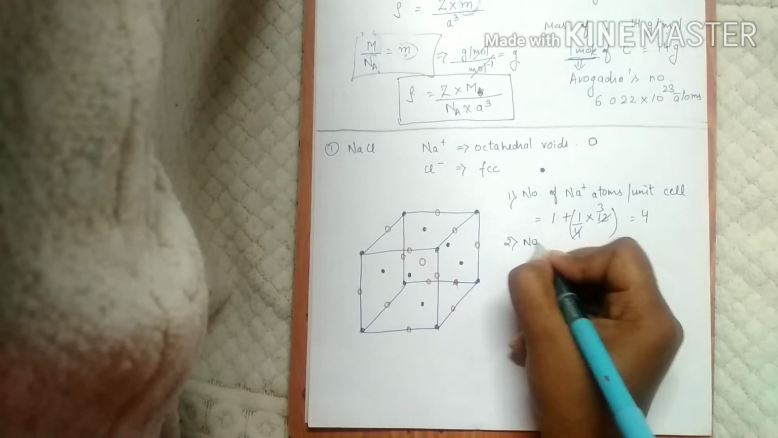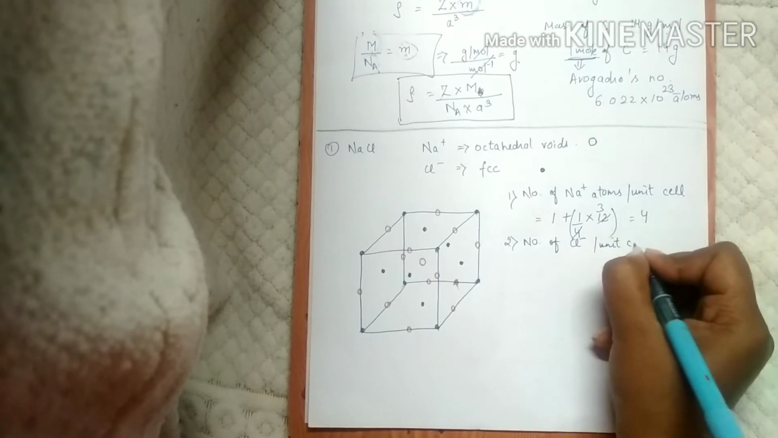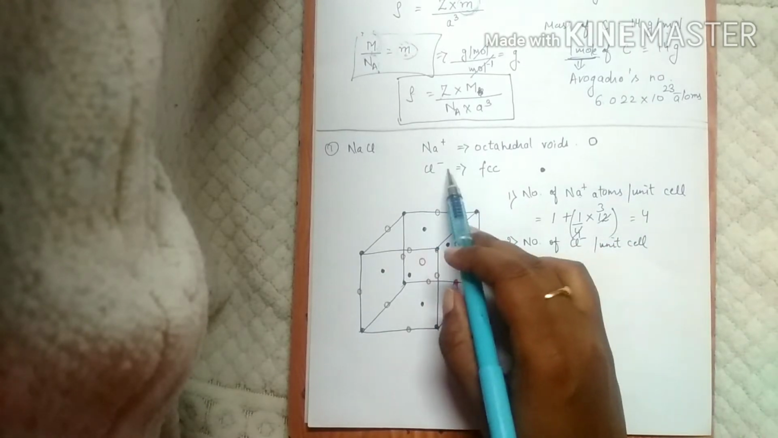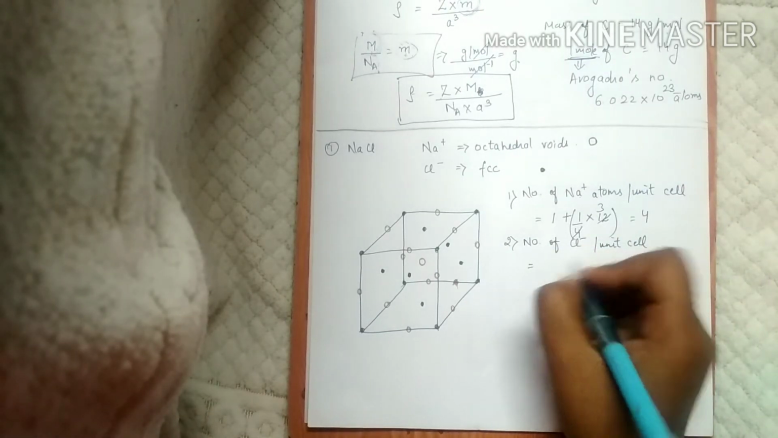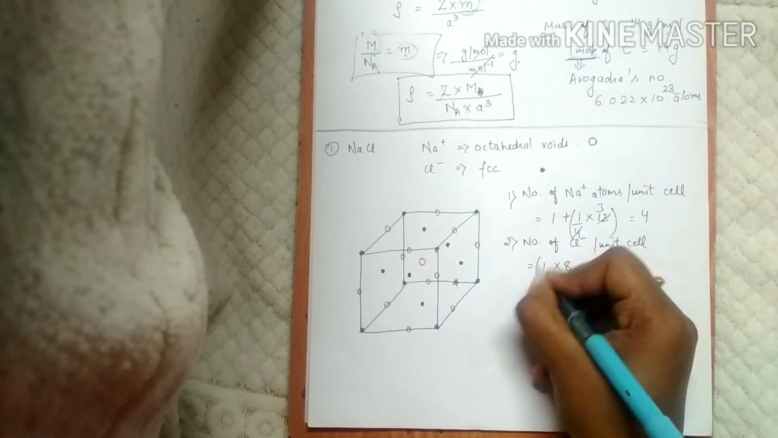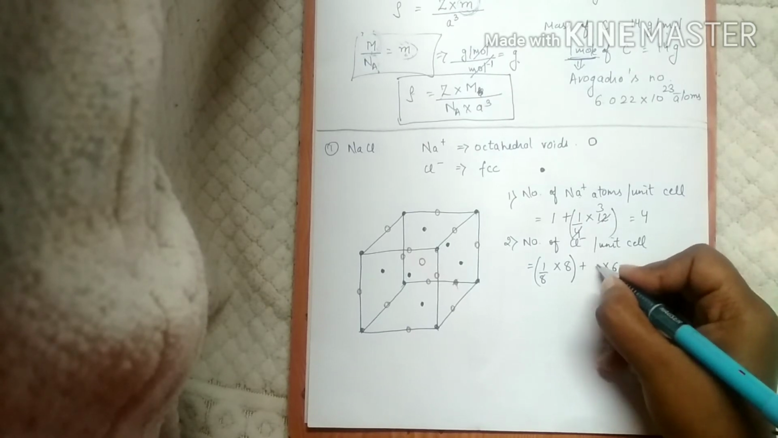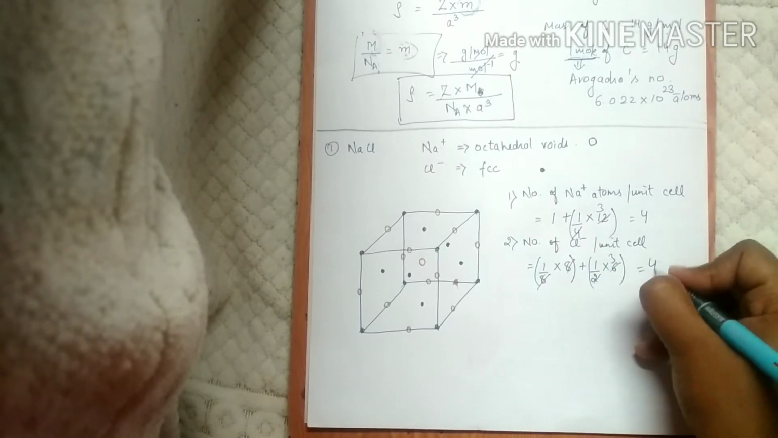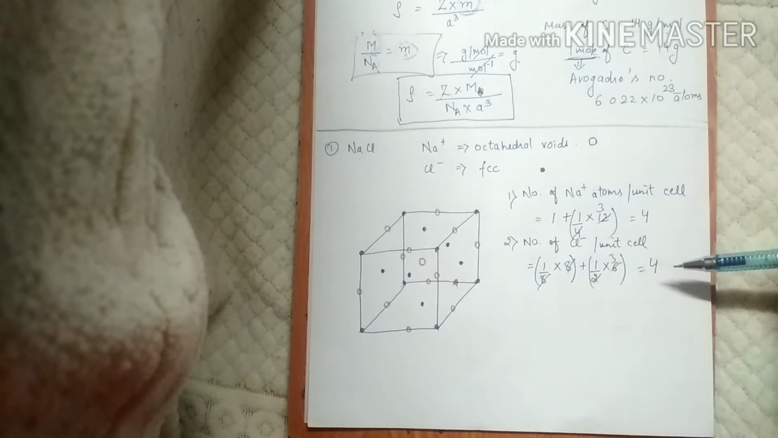Second is number of Cl negative per unit cell. See, Cl negative is occupying FCC structure, so it will be present at each corner. 8 atoms are present at each corner, each contributing 1/8, and also 6 are present at face centers and each face center contributes 1/2. So it also comes out to be 4. So there are 4 Na positive and 4 Cl negative per unit cell.